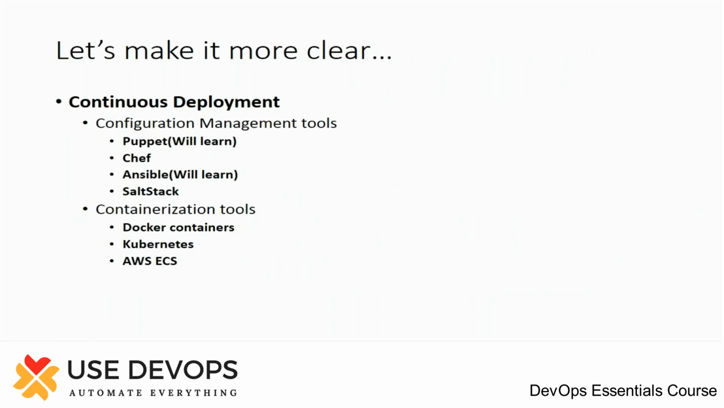Continuous deployment. What is continuous deployment? Configuration management tools and containerization tools. Configuration management tools, as we have told, Puppet is there, Chef, Ansible, SaltStack. If anything else is there, it should also be noted down here. A lot of tools will be present, but the mostly used tools are Puppet and Ansible. We will see both of them. Puppet we will see in depth. Ansible also we will see, and we will know how it's running and how it's managing the deployment. Means first it needs to configure.